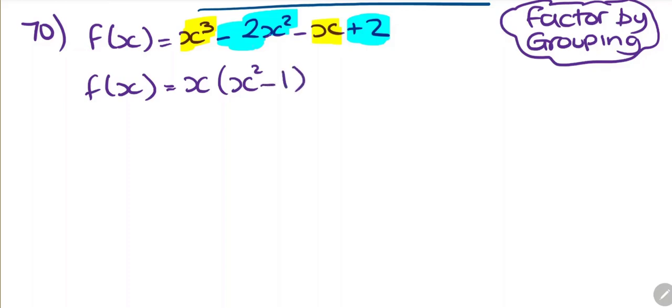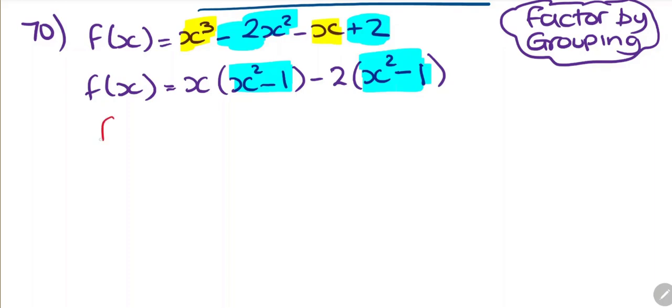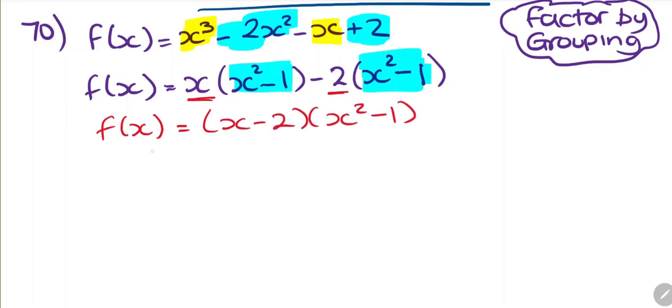And then if I look at the other, so I've got a 2. If we factor with minus 2, this will leave us with x squared. And we want it to be positive, so we're going to have a minus. We've got a 2, so this is going to be 1. So we're looking for the terms inside to be the same, which they are. So f of x. I'm going to put these together. So I have x minus 2 and x squared minus 1.